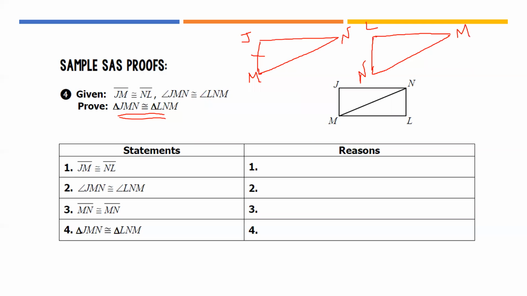The given says that JM is congruent to NL. So I mark that in my picture. And the other given says that angle JMN is congruent to angle LNM. So JMN is congruent to LNM. There they are. Notice that these two triangles shared a side. They shared MN. So MN has to be congruent to itself. That's the reflexive property. So I'll mark those congruent. And now I have two sides and an included angle that are congruent. So I'm allowed to say that these two triangles are congruent by side angle side.